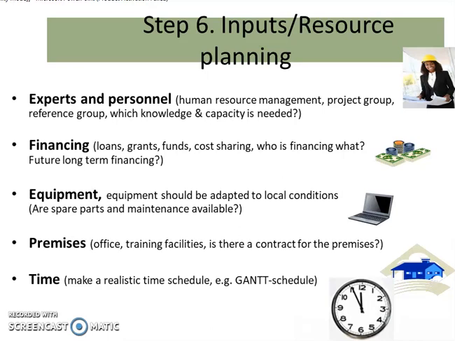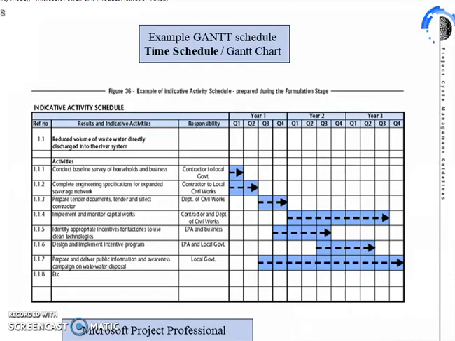For example, spare parts, if maintenance is needed or available, these things should be considered. Premises, office, training facilities: is there a contractor for the premises, and so forth, should be there. Time: make a realistic time schedule using, for instance, a Gantt chart or some other scheduling mechanism.